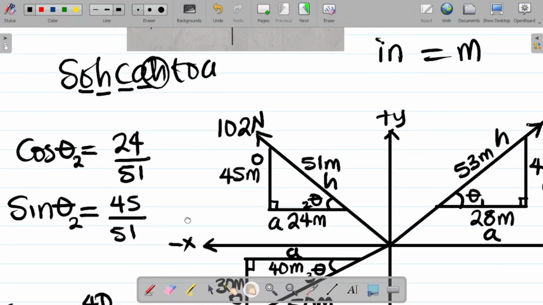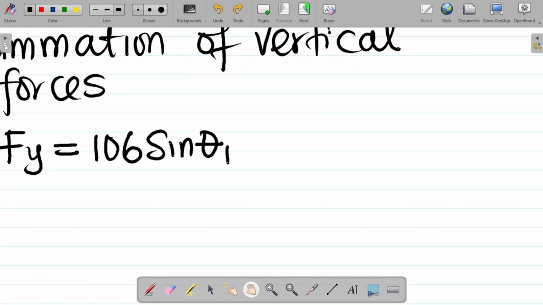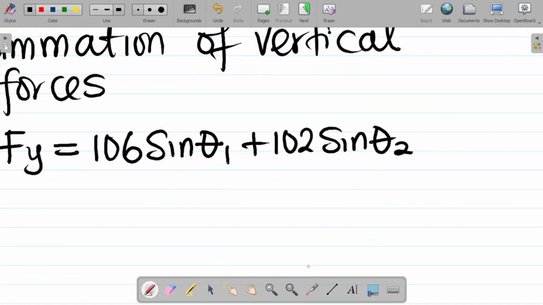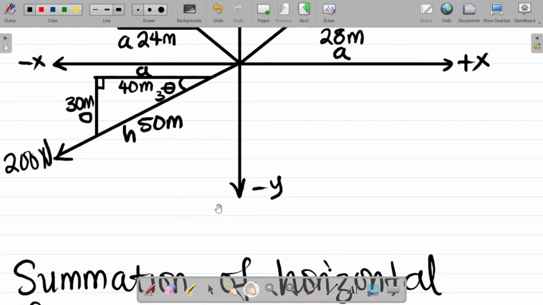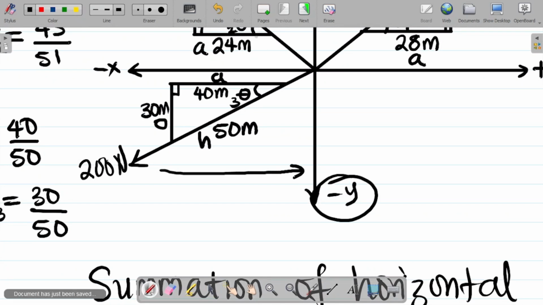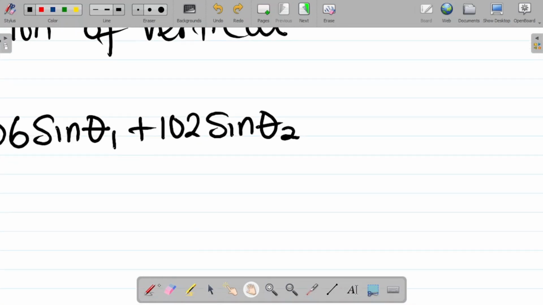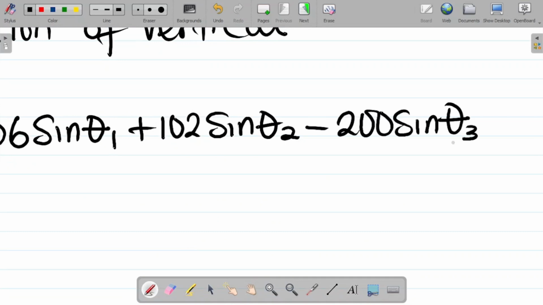For the second force there, if I resolve this now to the vertical axis, don't forget to use the vertical or y-axis. In this case, it becomes positive of y. So 102 in this case becomes positive. It becomes plus 102 sine theta 2. The final force, which is 200 Newton, resolve it to the vertical. So I'll have to push this one to the vertical like this. Observe you have a negative y, which means it becomes the negative of 200. That becomes minus 200 sine theta 3.